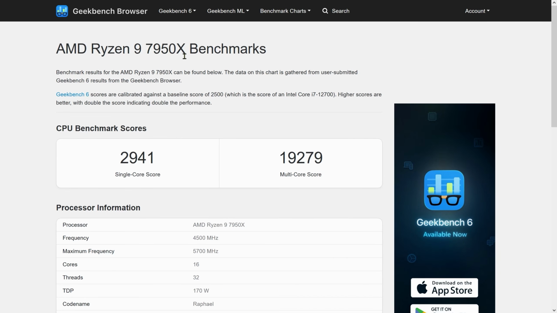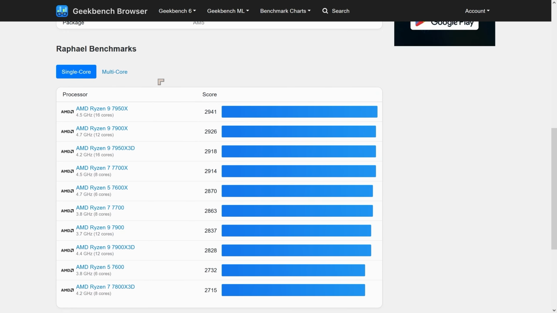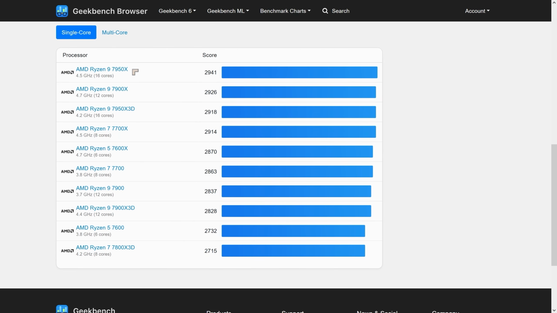Now if we take a look at the most powerful AMD chip right at the moment, the 7950X, we've got a strong single core performance and a pretty strong multi-core performance as well. So the AMD Raphael chips have got very, very strong performance across the board in single core. So you can see 2715 to 2941. The 7600, the lowly 7600, and the very high 7950X. That difference there is not even 10%, really, is it? So I would say you're getting real good value on a single threaded performance basis.